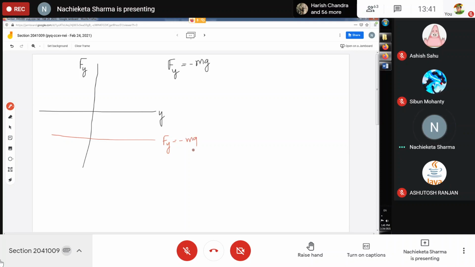Now tell me, what will be the graph of the potential energy function? Yes, can anybody say? Don't keep quiet. You have to continuously say something. Suppose now I want to plot my potential energy as a function of one coordinate only. So y is along the horizontal axis and Uy is along the vertical axis. Uy is my potential energy.